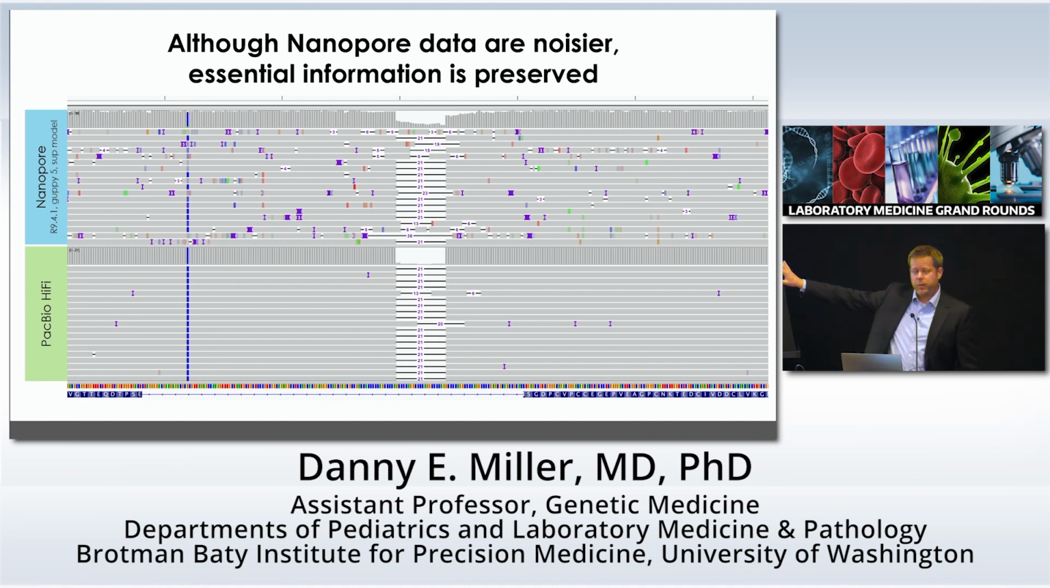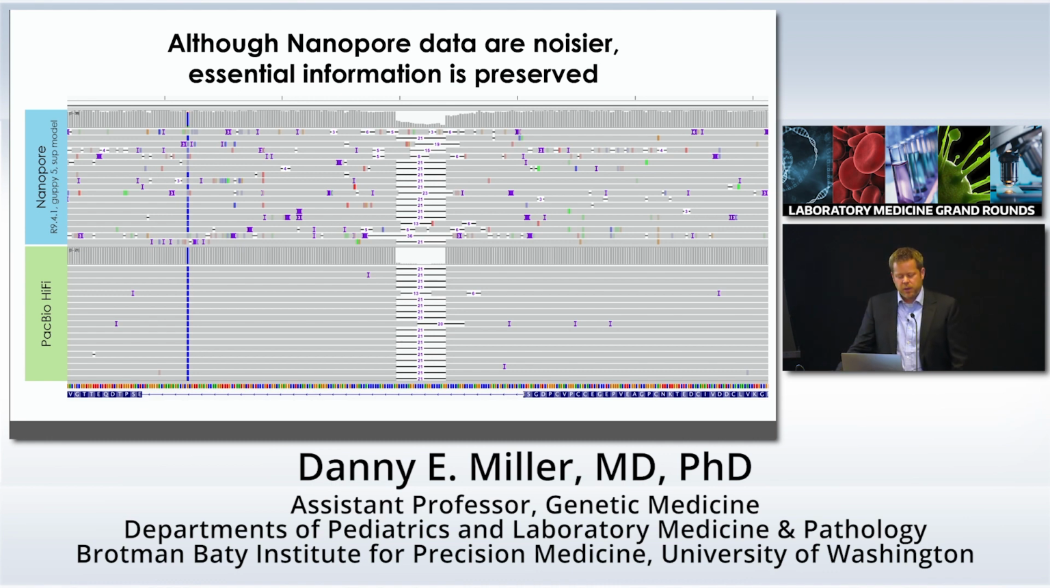technologies. So on the bottom, I'm showing you PacBio sequencing data, and on the top is data from Oxford Nanopore. And just by looking at this, you can see that there's a lot more noise, even if you don't know what the noise is, in the top set of data than in the bottom set of data. But what I argue is that the essential information is there.